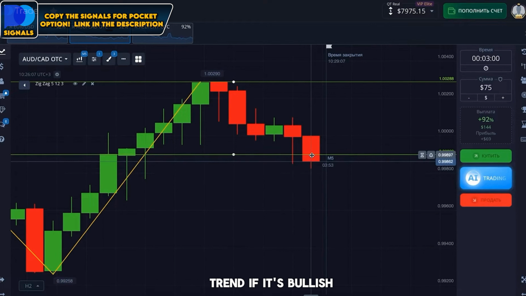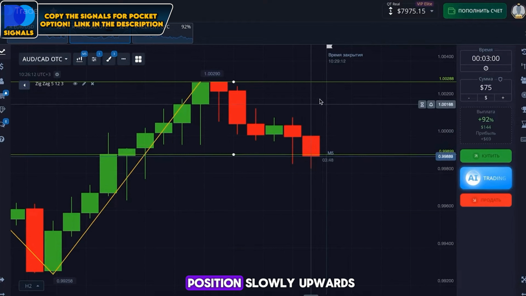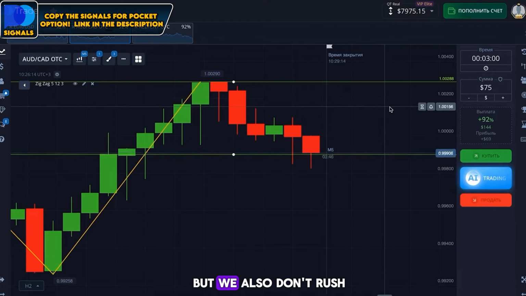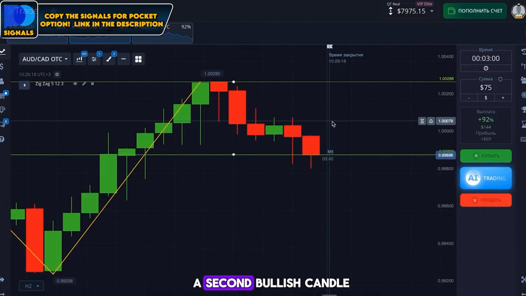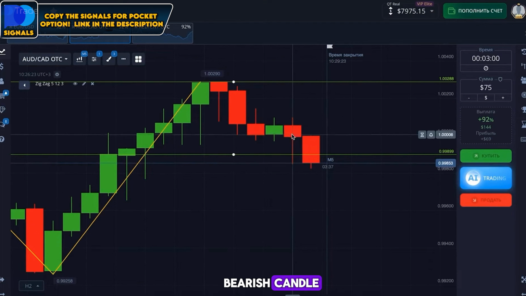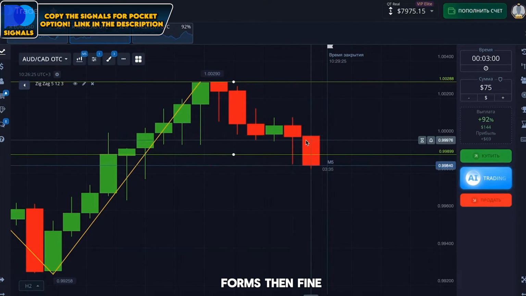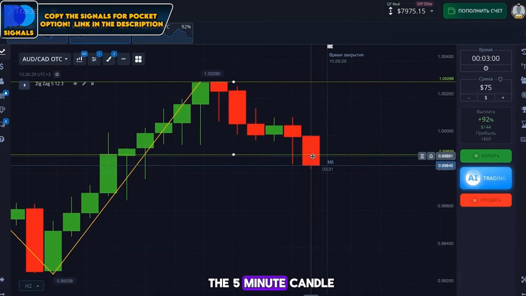Here we have a trend. If it's bullish, we will start opening positions slowly upwards, but we also don't rush, because what if we have a small one? We will wait for a second bullish candle and then open on the second. If after such a bearish candle a substantial bearish candle forms, then fine, you can add here. But we also wait for the end of the 5-minute candle.